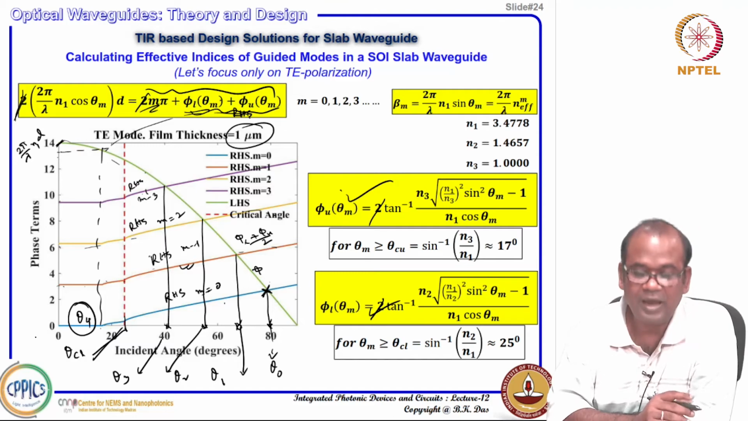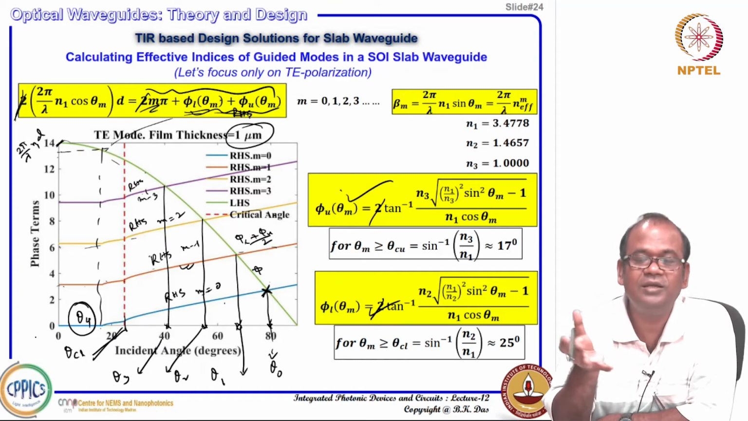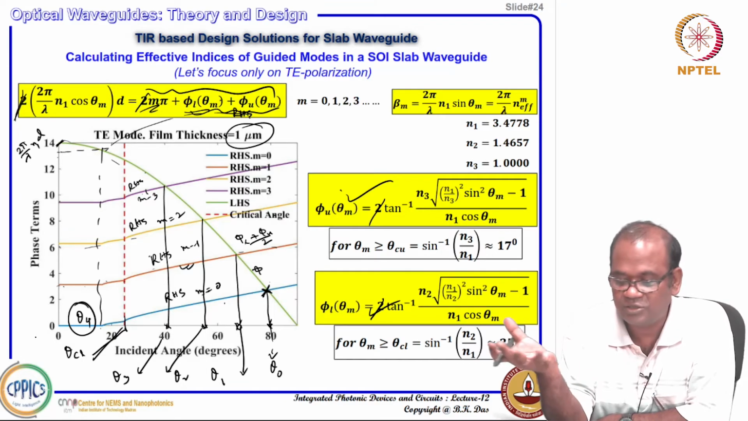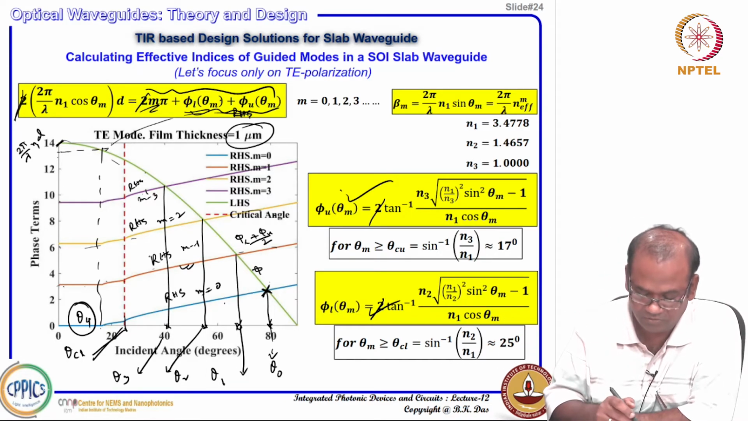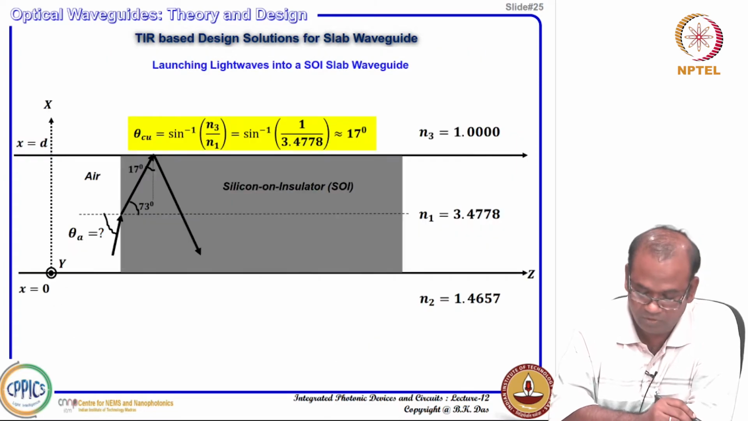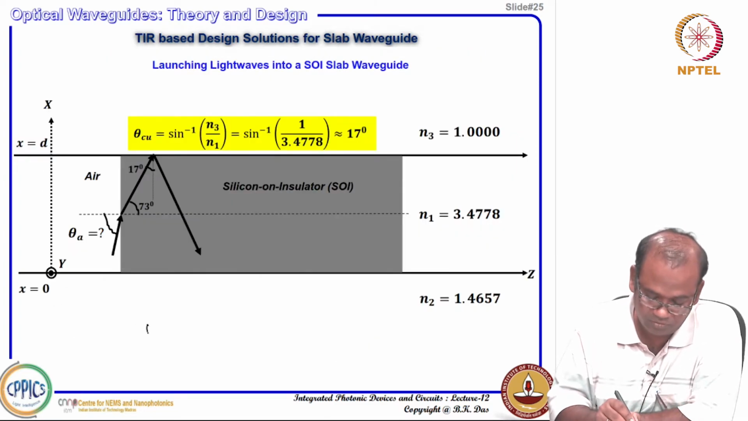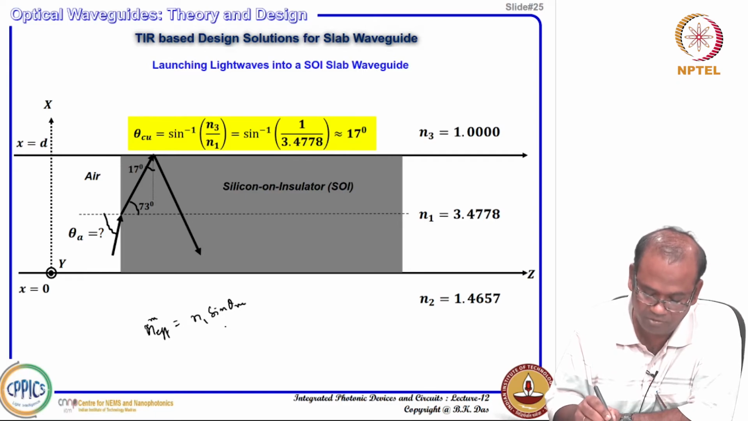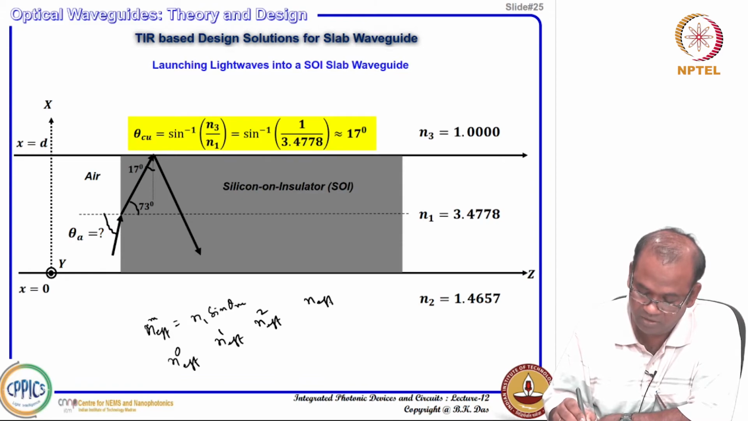It is actually a very easy way. If you just use MATLAB numerically, you can solve all these theta naught, theta 1, theta 2, theta 3, and once you get them, you can find your so called n effective m. For example, n effective equals n 1 sin theta m. So, for all the m values you can enter, you can get n effective 0, n effective 1, n effective 2, n effective 3.